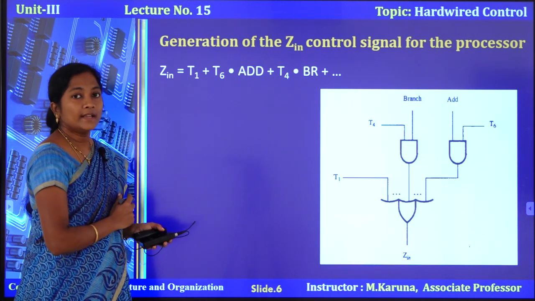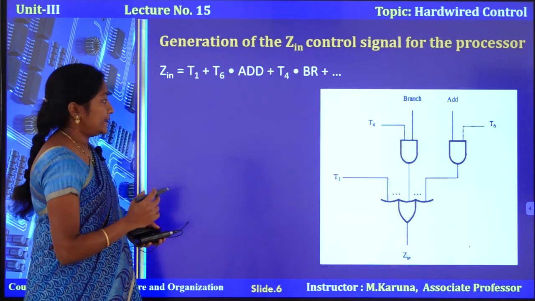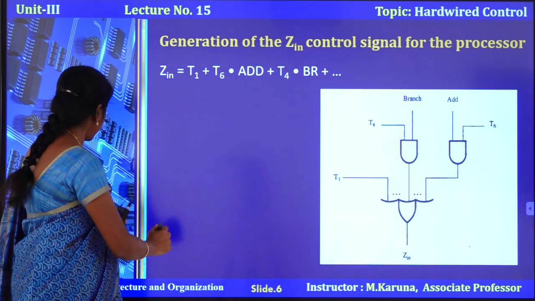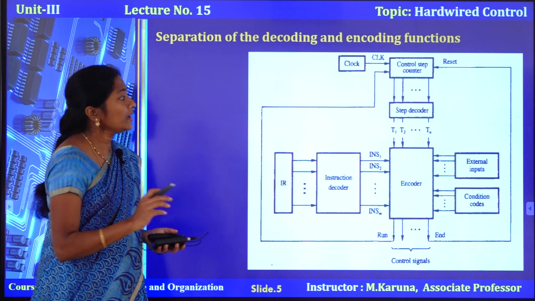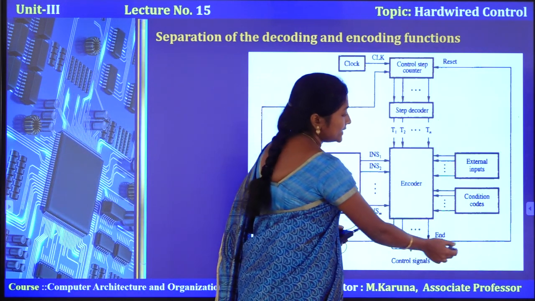This is what you can call an unconditional branch instruction. Next, let us see how the end signal will be generated. After completion of any program, the end signal is generated.